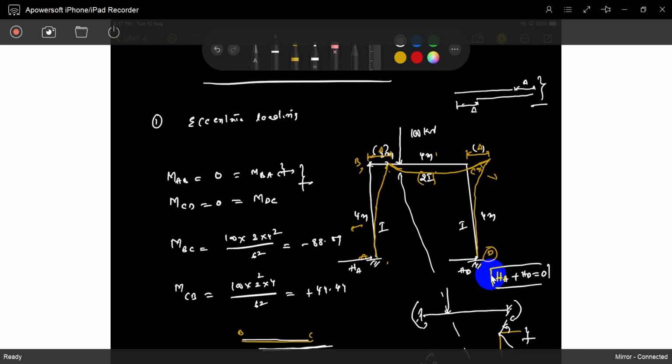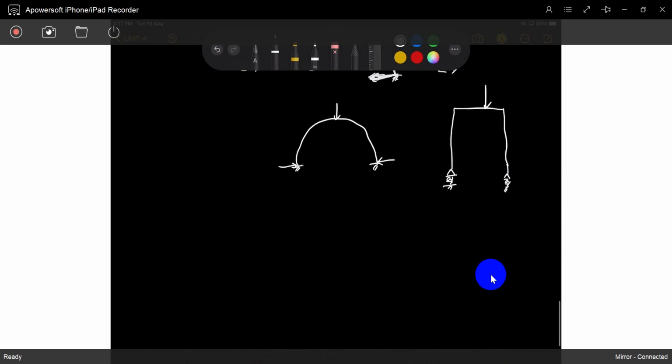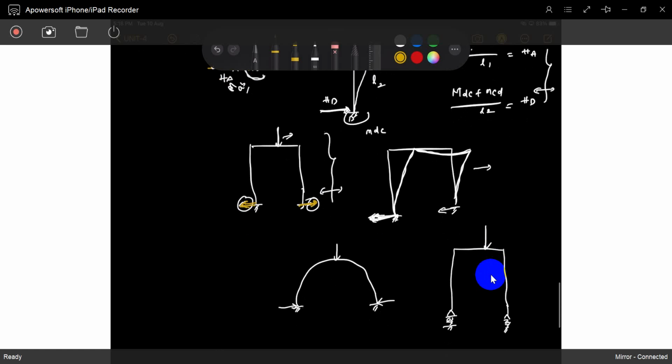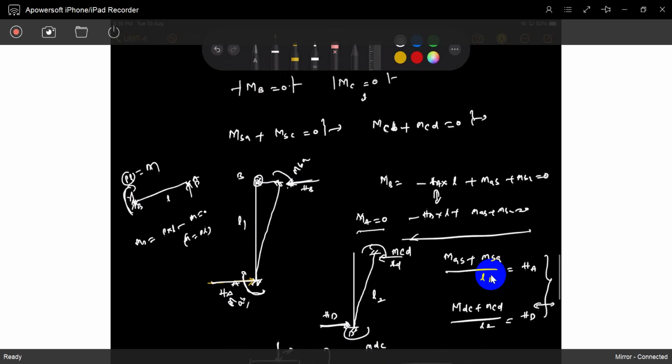HA plus HD should be 0, otherwise it won't be in equilibrium. There is no other horizontal force in the system, so HA and HD should be 0. We already saw it: one force goes one way, and the other comes the other way. So we already know it.